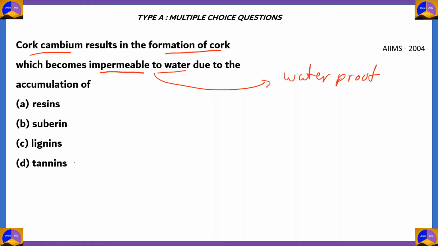Let's look at option D, tannins. Tannins are proteins, and these are used in tanning animal leather.